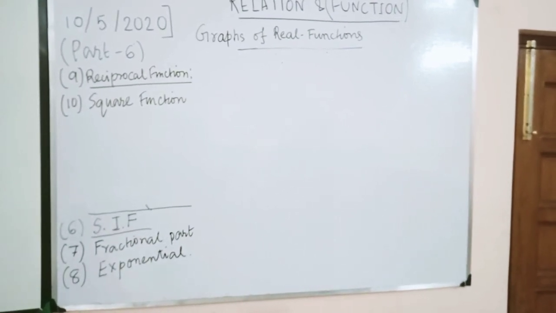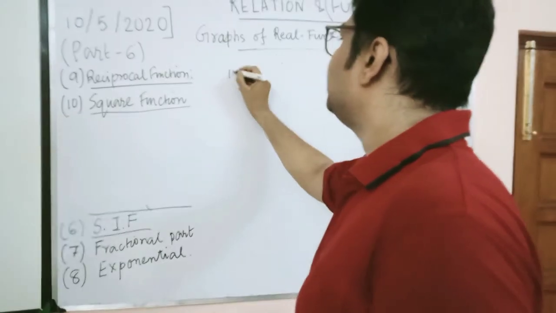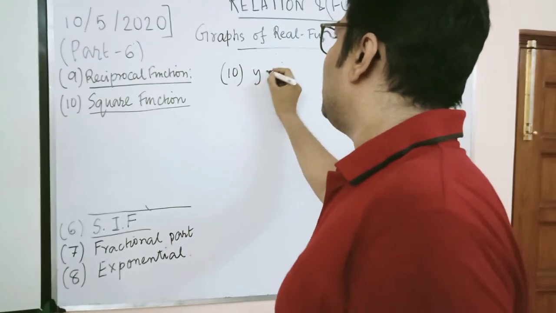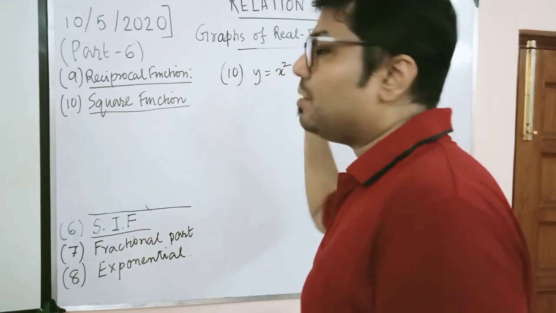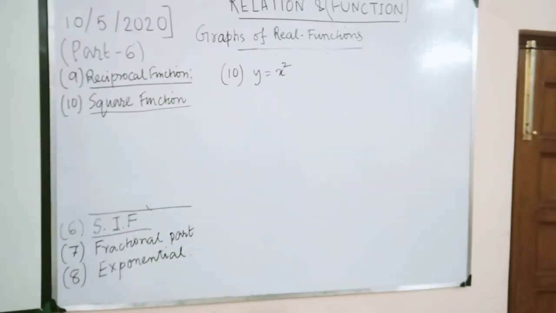Next we see the square function. The square function is something like number 10. So y equals x squared. This will give you a parabolic kind of curve. So, parabola. This you will learn later in the chapter on conics mainly.